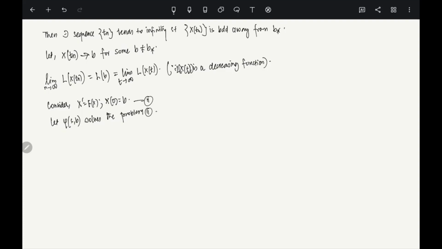Now, since L is a strict Lyapunov function, for any s positive, where s is the parameter, L(phi(s, b)) is dominated by L(phi(0, b)). L is strictly decreasing, so for positive s, L will decrease. Clear? Now, what is phi at the point (0, b)? It is nothing but b. So this is nothing but L(b). Is it okay? Again, phi solves this problem, so phi is continuous.